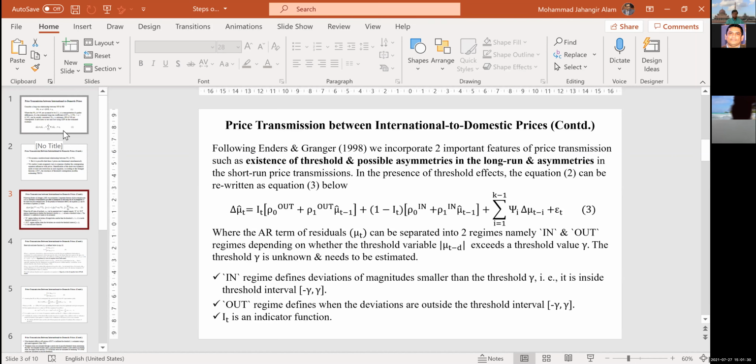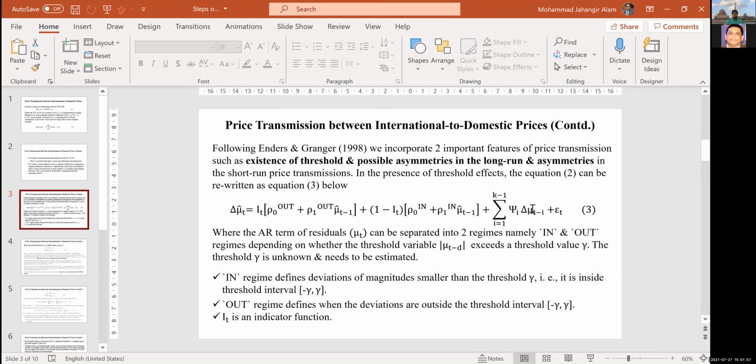So it's estimating the threshold, but also examining whether there is a threshold, and then within the threshold whether there is an asymmetry. I mean, when there is a positive deviation and when there is a negative deviation, how they are behaving, whether they are statistically the same or statistically different. So it's in the long run. And then asymmetric in the short run price equation.